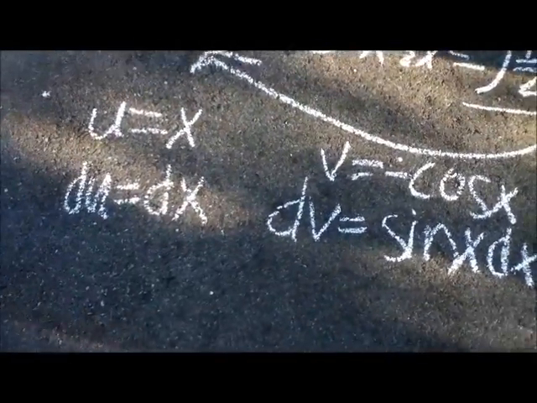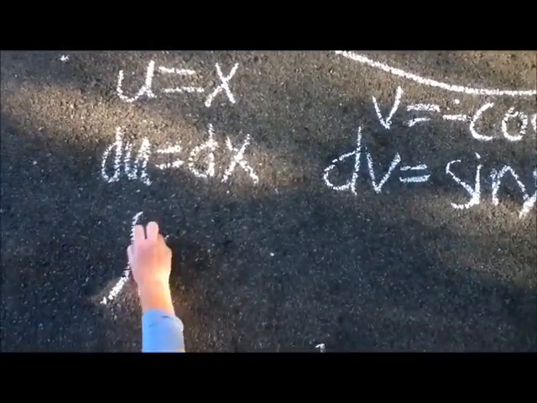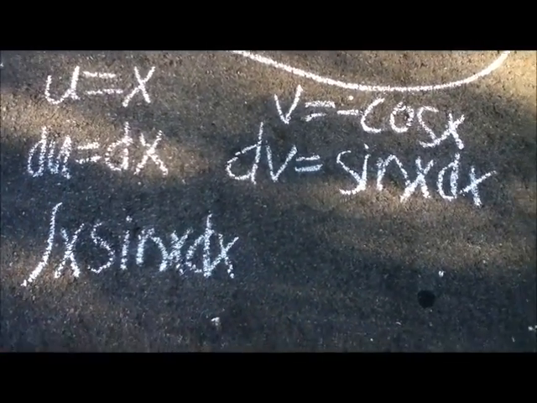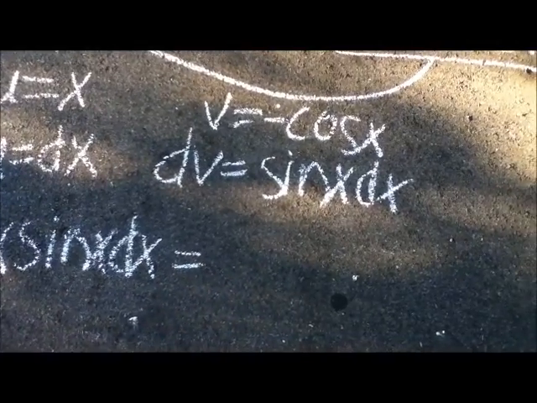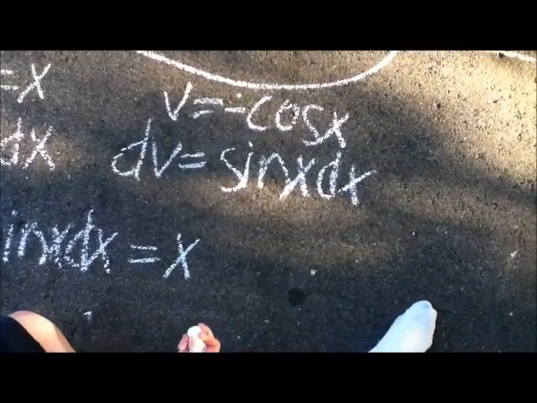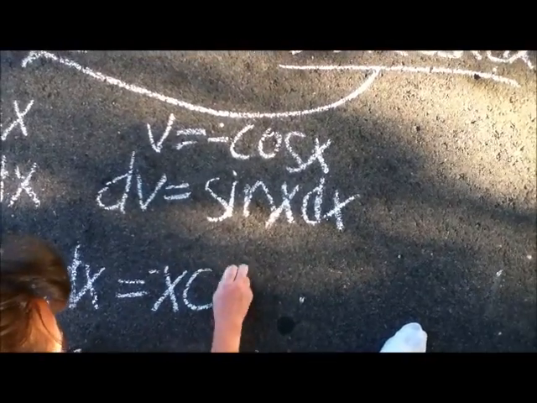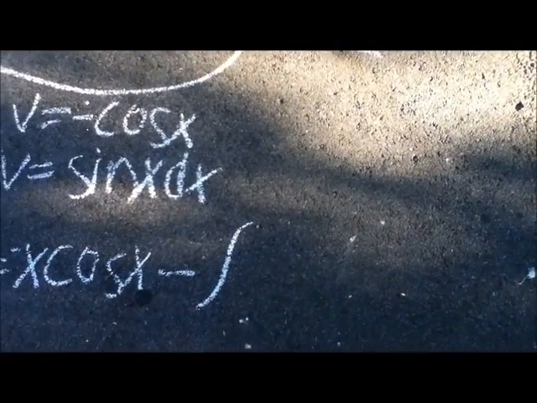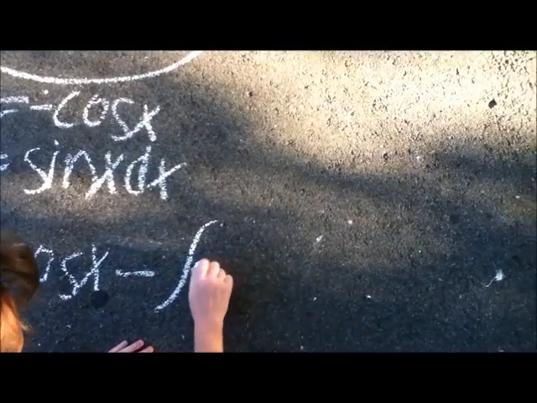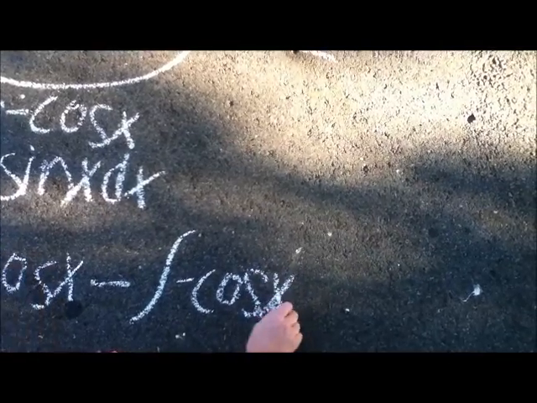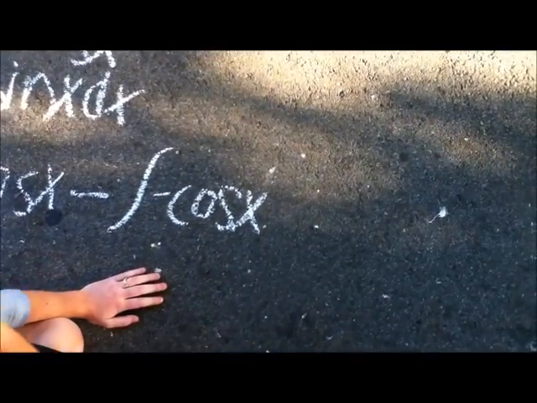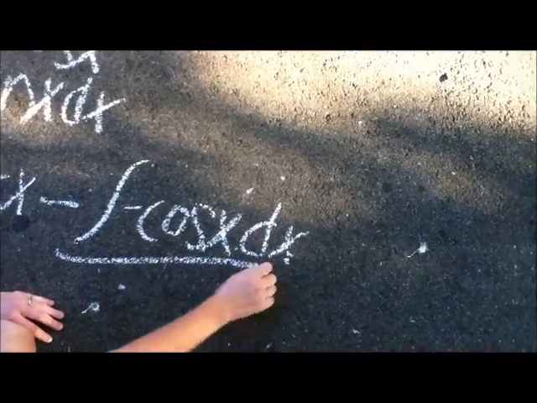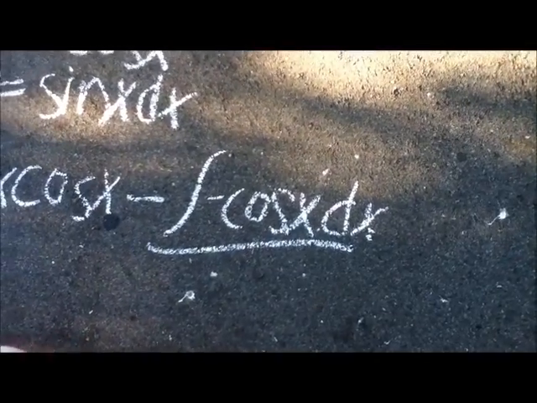Now again, when we plug this in, it's going to be the integral of x sine of x dx equals u, or x, times v, which is negative cosine x, minus the integral of v, which is negative cosine x, times du, which is just dx. Now, this integral right here is a simple integral which you can find the answer to easily.